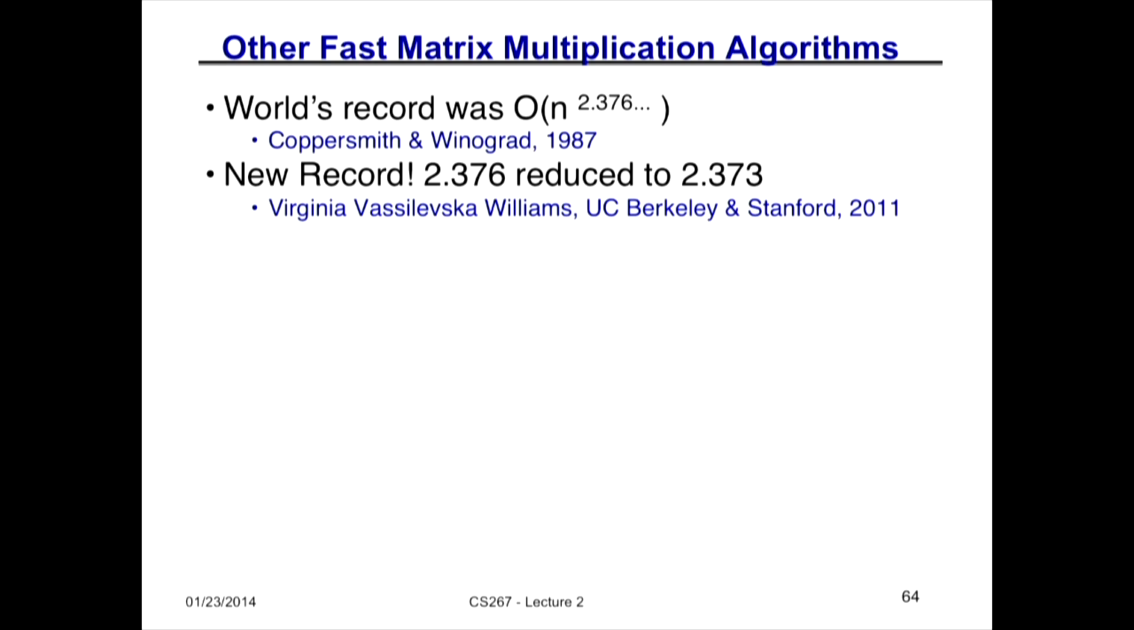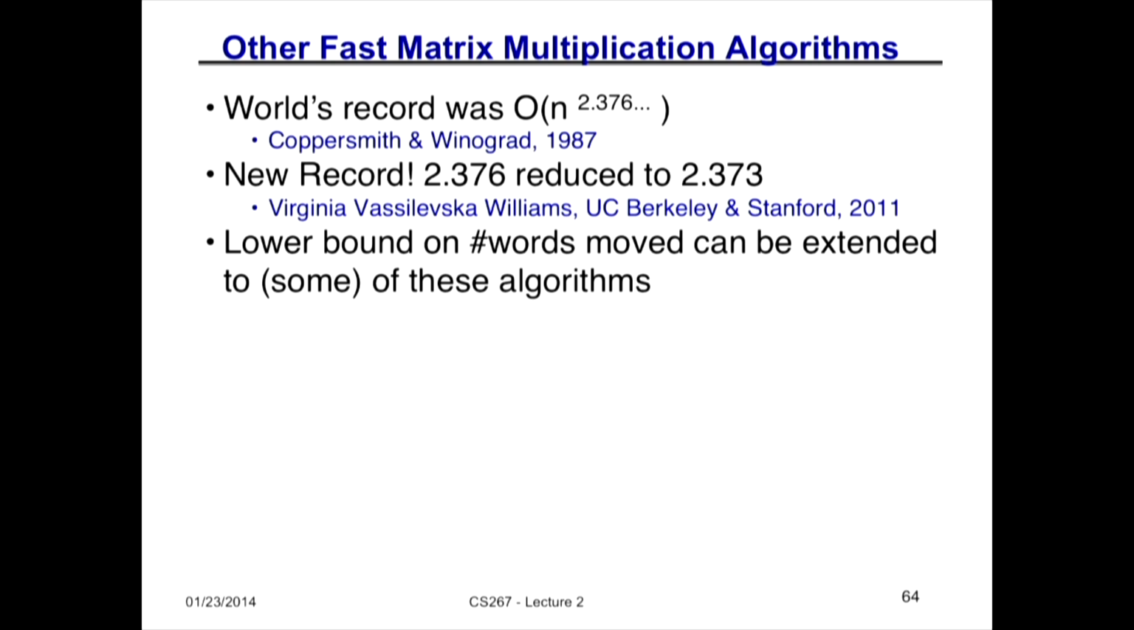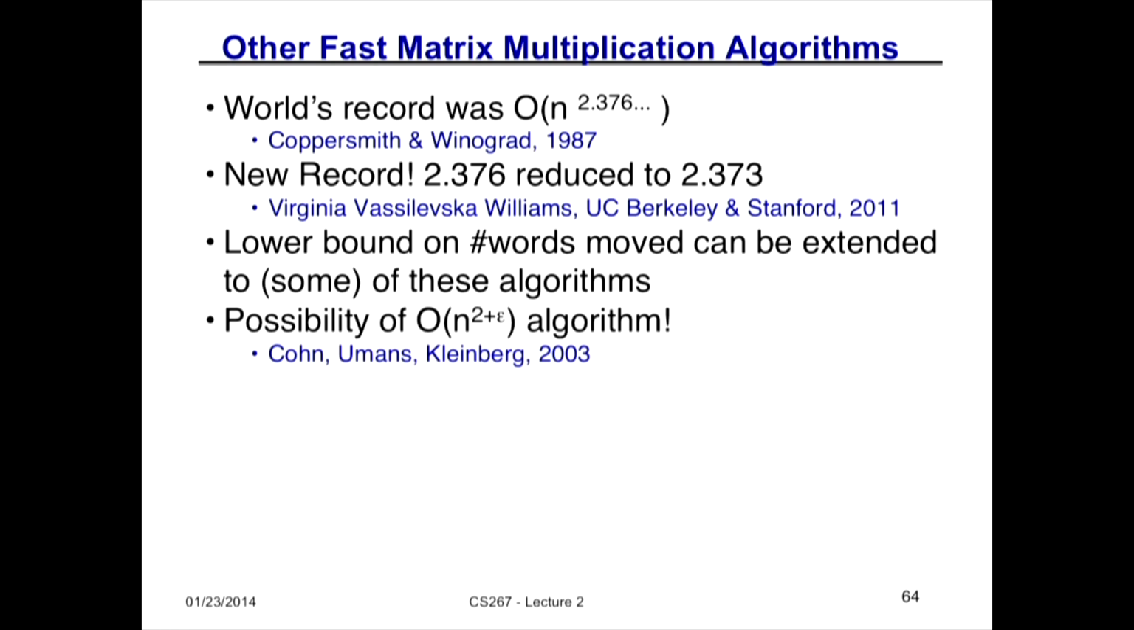Okay. So now it turns out that the lower bound on how many words you move can also be extended to some of these algorithms. There are some technical assumptions. It's an open problem to remove those technical assumptions. But again, you get n to this power divided by m, the cache size, to some power that depends on this. And that should be attainable by doing the recursive algorithm. So there is the possibility of an algorithm that goes all the way down to n to the 2 plus a little bit, plus epsilon.